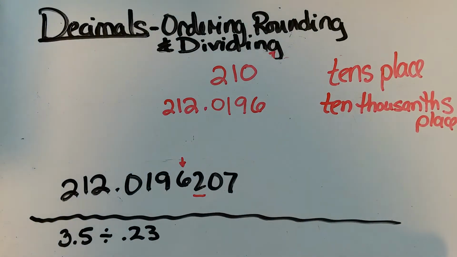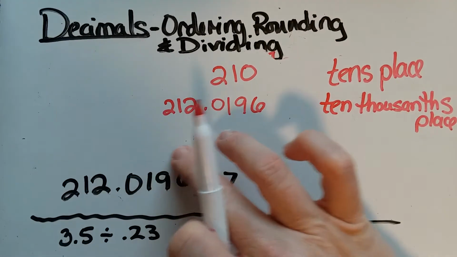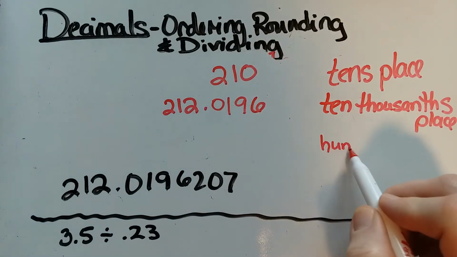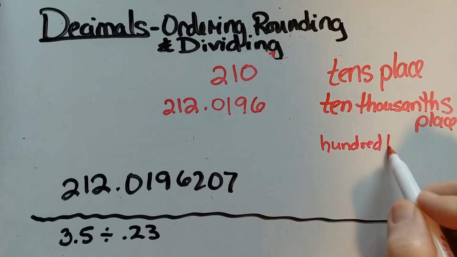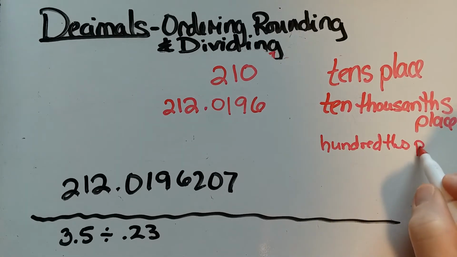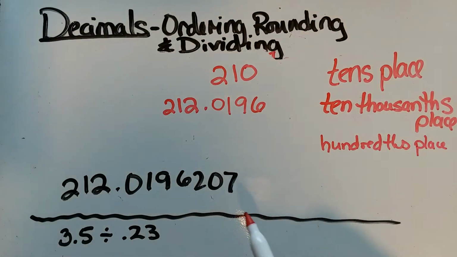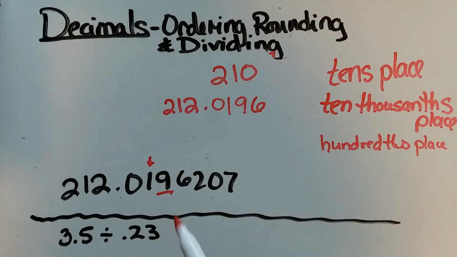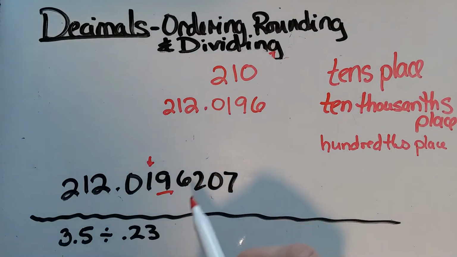So let's now change it up and say to the hundredths place. All right, to the hundredths place. Now we're going to say tens, hundredths. So this is what we're going to consider. This is what we're going to be informed by.